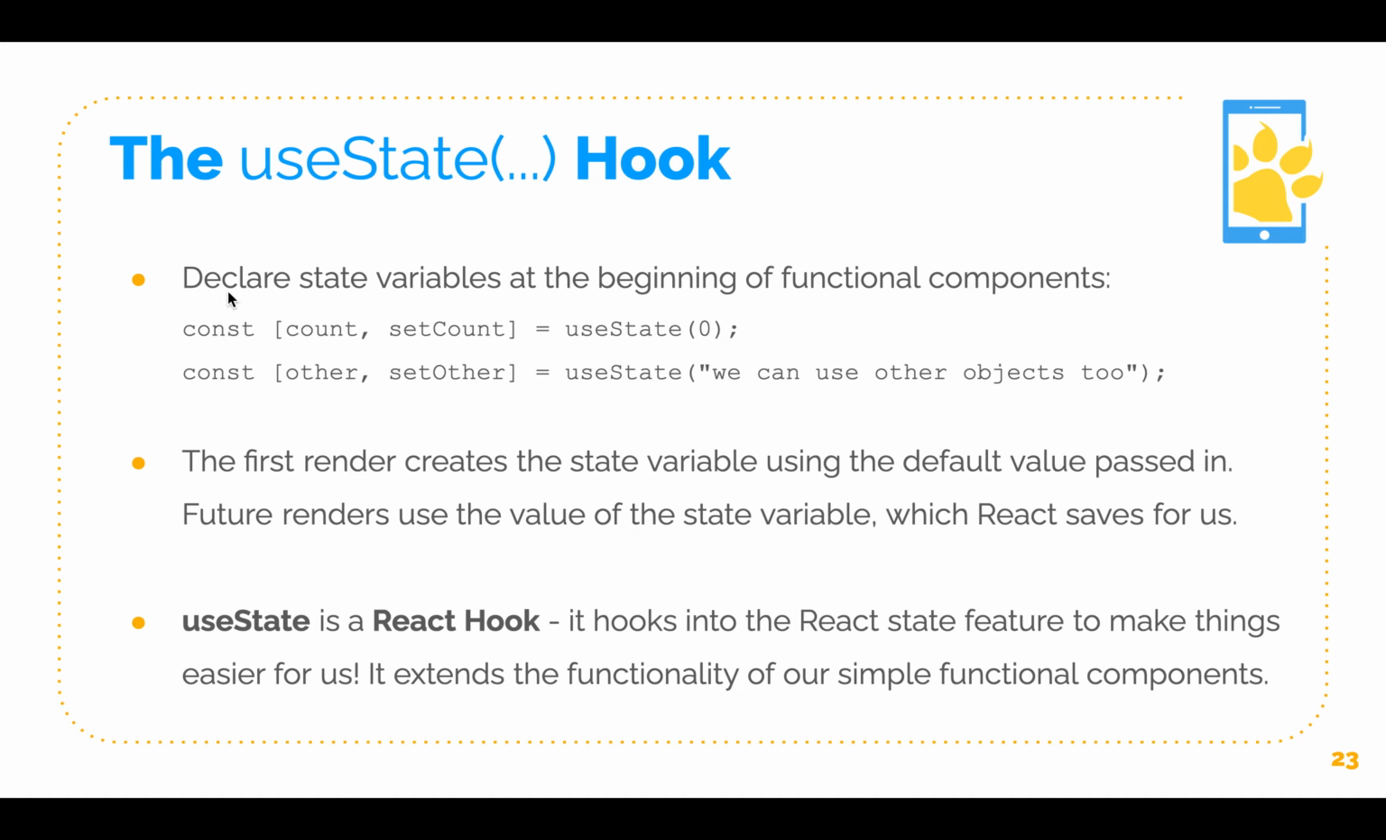So the useState hook looks like this in terms of syntax. We declare state variables at the beginning of functional components, and we can pass in initial values for these state variables. So here we set count to 0. We can also initialize these to strings or to objects or anything that we want. The first render creates the state variable using the default value. Future renders use the existing value of the state variable. So no matter how many times the function refreshes, if we don't change that state variable, it'll stay at whatever the value was last time we refreshed it. It won't get reset every single time.